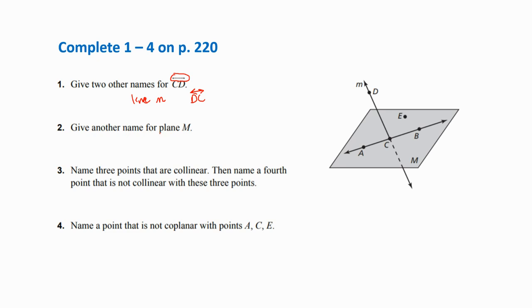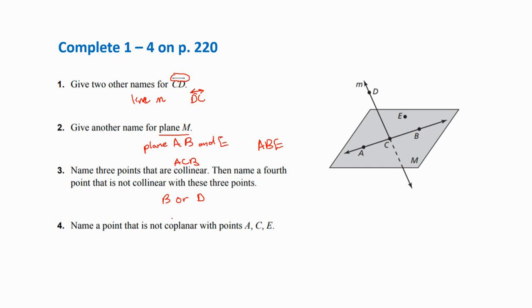Give another name for plane M. You should pick the answer for plane with points A, B, and E. That can be written plane ABE, just with the 3 points. Name 3 points that are collinear. You should have said A, C, and B. Then name a 4th point that is not collinear. You could say B or D, because those are not collinear with all 3 of those points.